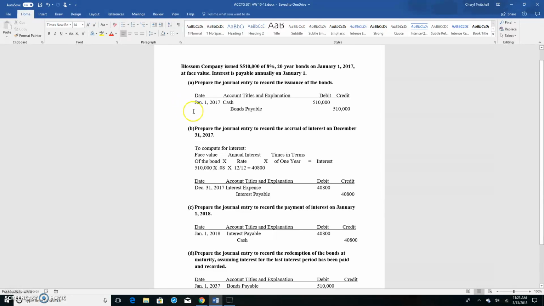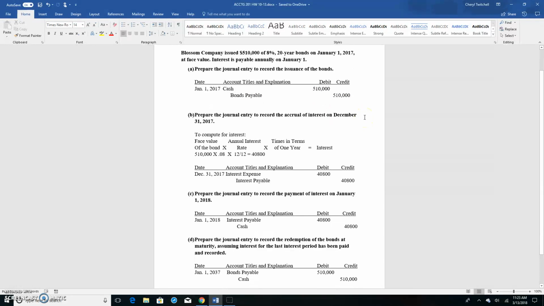So pretty straightforward. On January 1st, we are debiting cash for $510,000, which is the face value, what the bond is at face value. And then we're crediting bonds payable for $510,000. Pretty straightforward on that one.